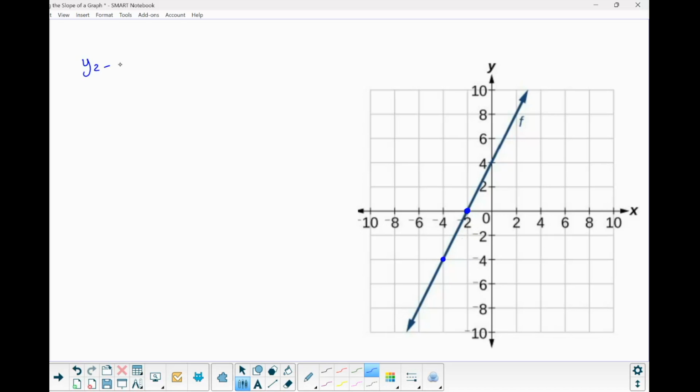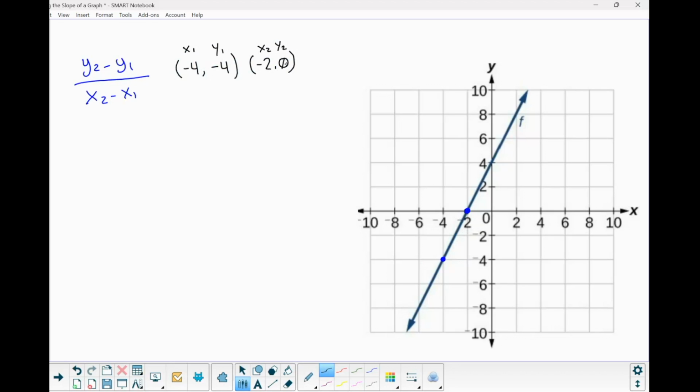First, we can do y2 minus y1 over x2 minus x1. I can take my 2 points. This is going to be -2, 4. So we have -4, and we're going to -2, 0. -2, 0. Now remember, we read our graph from left to right, so I know I'm going from this point to the next point. This is my x1, y1, x2, y2, because this is where I'm going to.